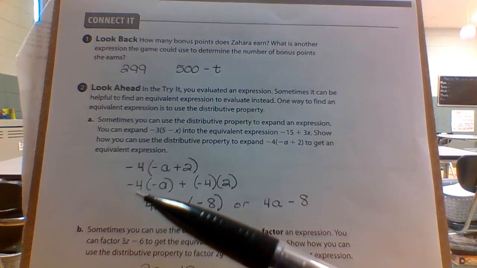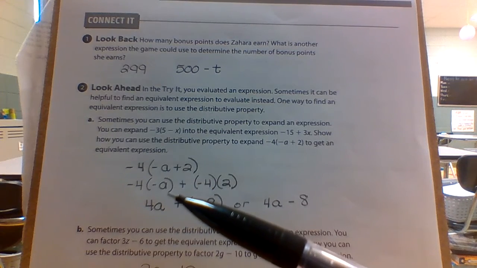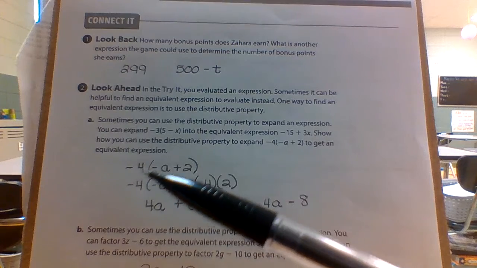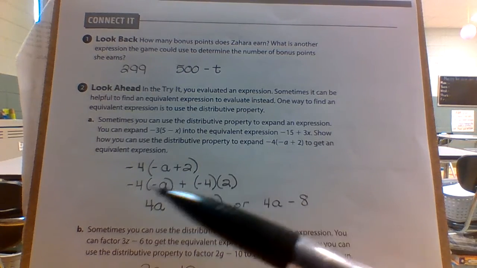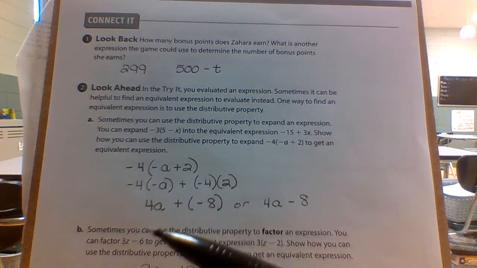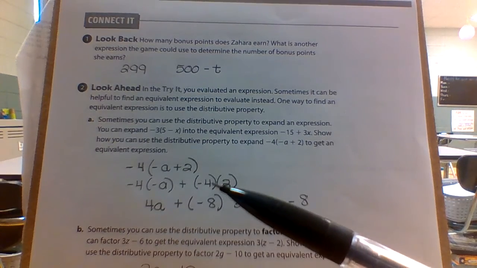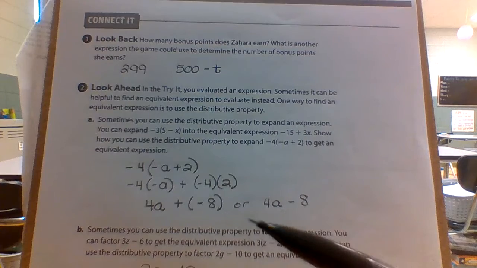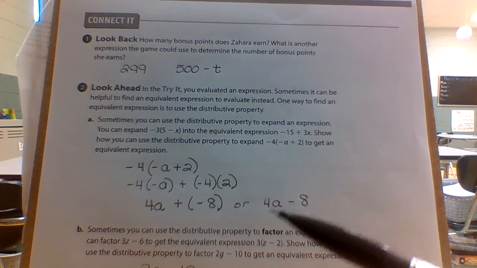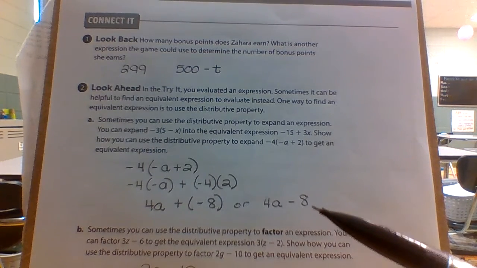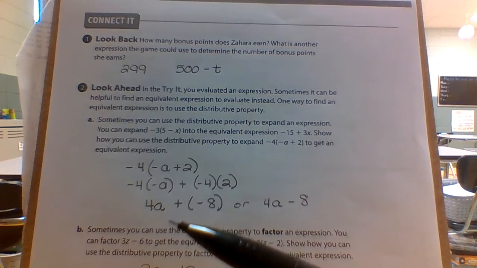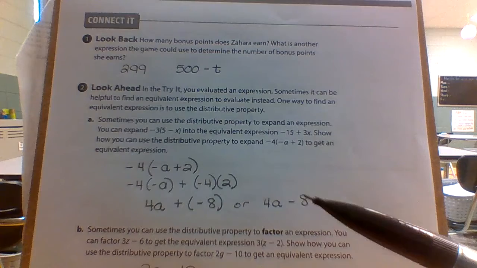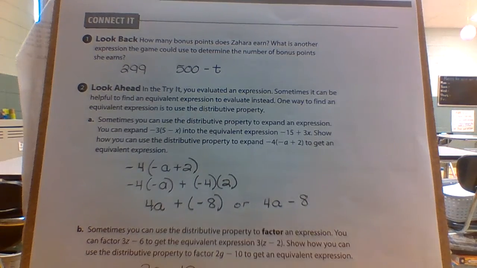So I wrote it out, negative 4 times the negative a plus, because there we have the negative 4 times the 2. So negative 4 times negative a is positive 4a. Negative 4 times 2 gives you negative 8. Negative times positive. Or you can also write it out as 4a minus 8. These are equivalent to each other because if I do add the opposite, it's going to look just like this.